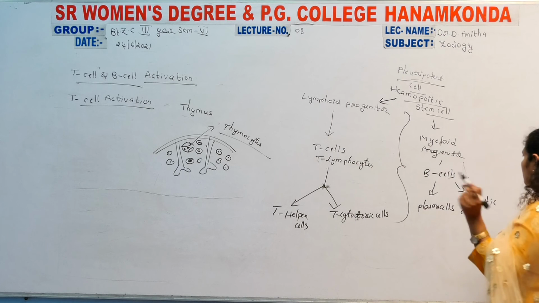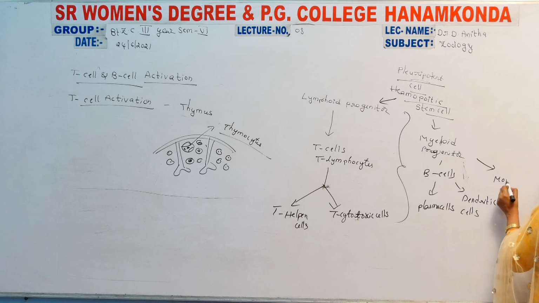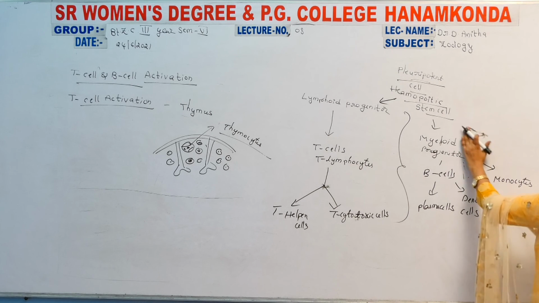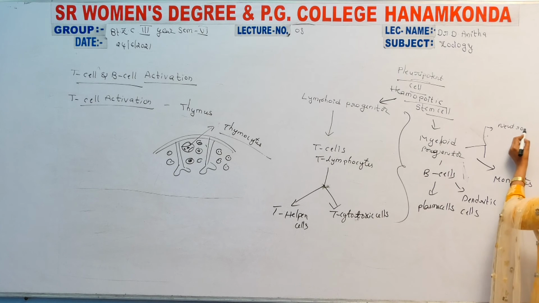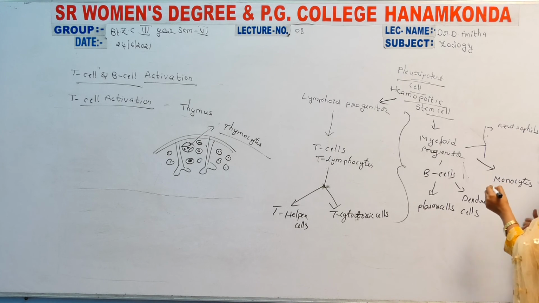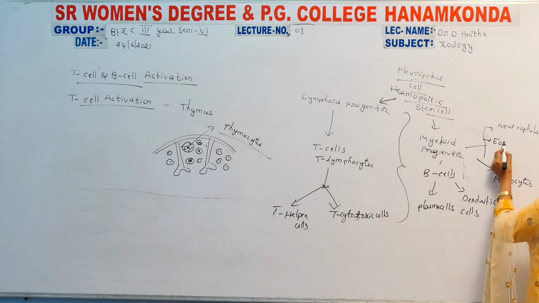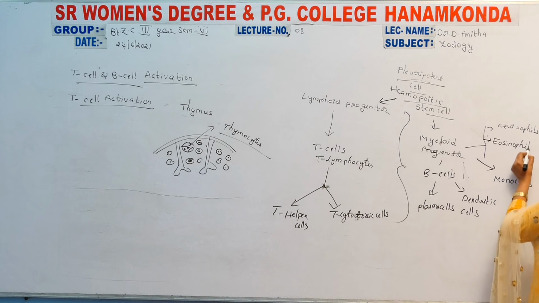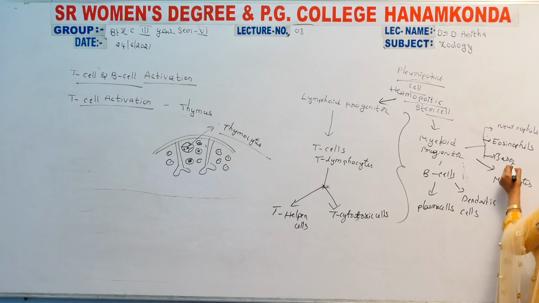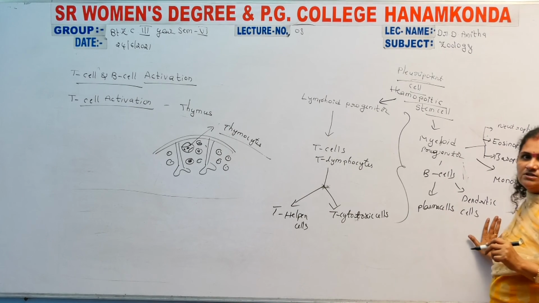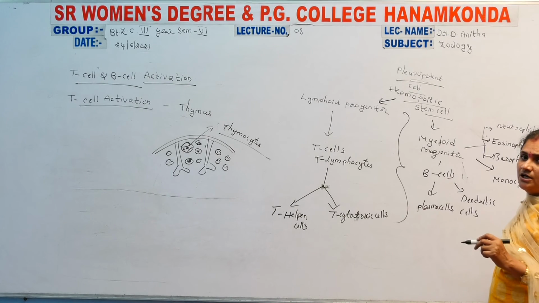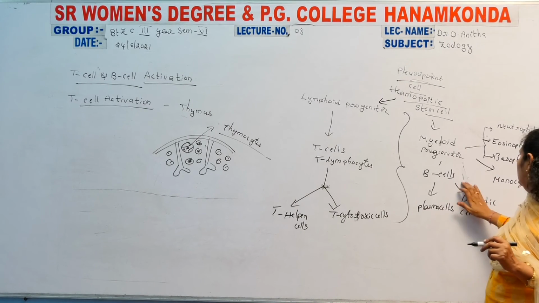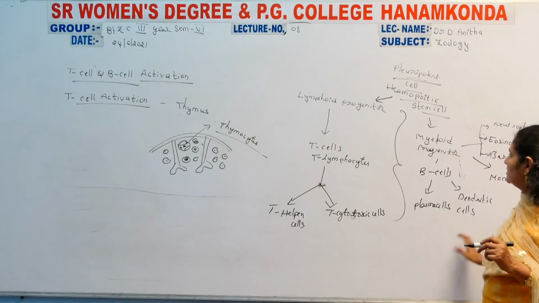The myeloid progenitor is also a precursor for the formation of monocytes and the remaining blood cells, those are neutrophils, eosinophils, and basophils. So the myeloid progenitor is responsible for the formation of the remaining blood cells: neutrophils, eosinophils, basophils, and also the monocytes, dendritic cells and plasma cells.